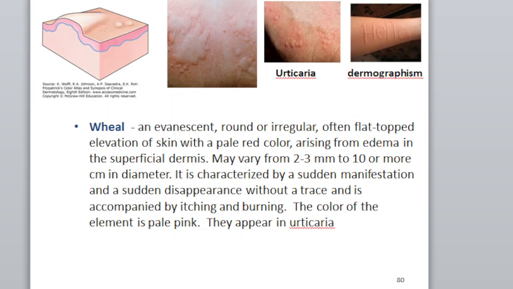Wheal is an evanescent, round or irregular, often flat-topped elevation of skin with a pale red color arising from edema in the superficial dermis. It may vary from 2-3 mm to 10 or more cm in diameter. It is characterized by a sudden manifestation and a sudden disappearance without a trace, and is accompanied by itching and burning. The color of the element is pale pink. They appear in urticaria.